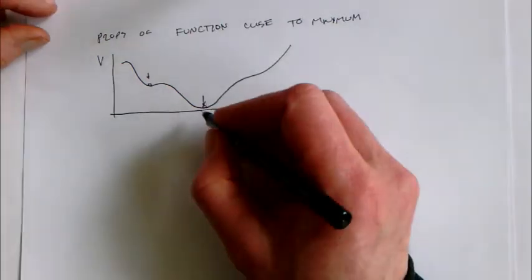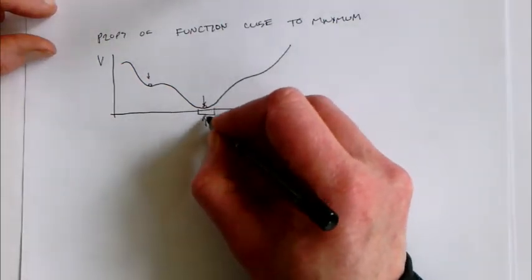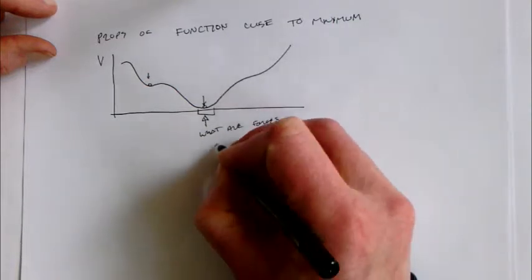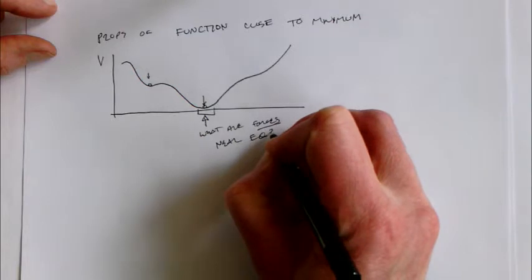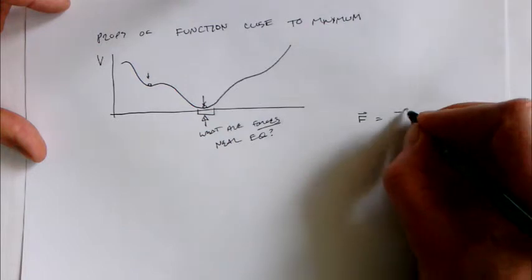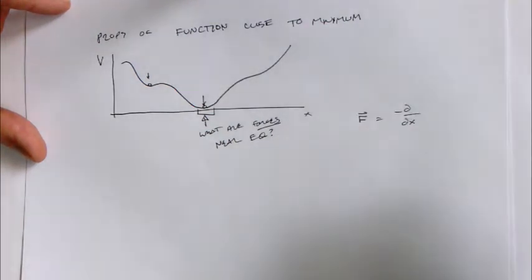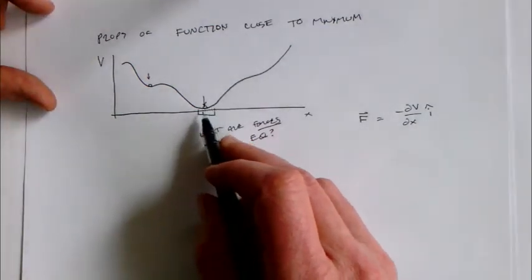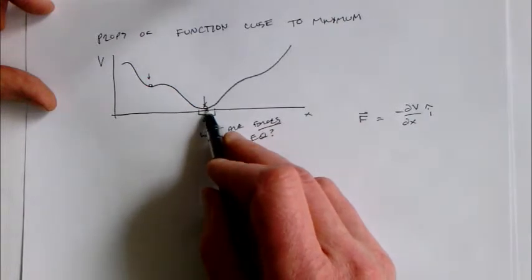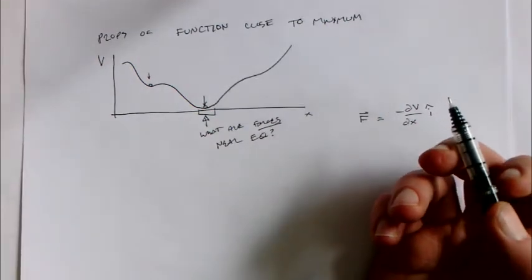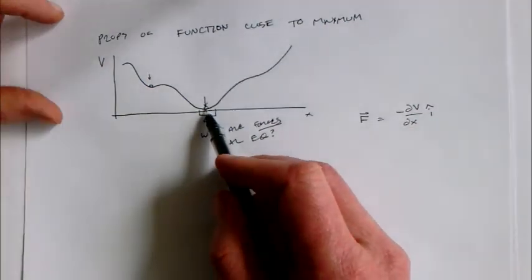Let's think about what the forces are near the equilibrium. Well, my force is going to be given by minus the partial with respect to x, in this case, let's say this is x, of the potential in the i hat direction. Well, how could I think about this function near equilibrium? It's got a minimum there, and since I'm near equilibrium, let's do an expansion. We're going to use the Taylor series and expand about this point.